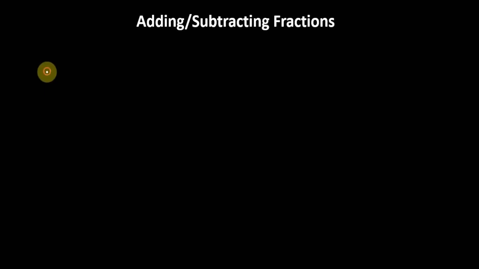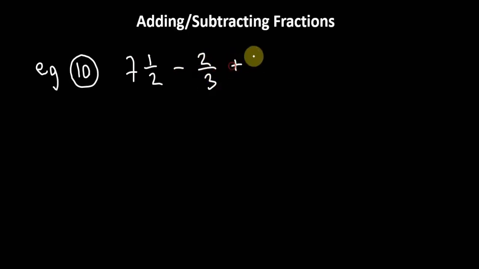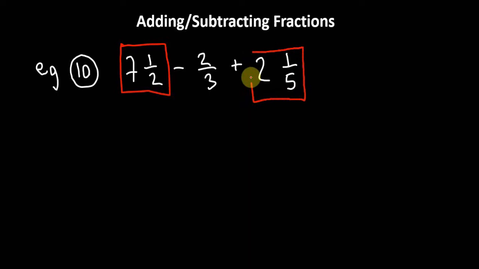Now let us look at example 10. Now what if we had 7 and 1/2 minus 2/3 plus 2 and 1/5? How would we treat an example like this? Again, the advice is to convert all the mixed fractions to improper fractions. So we'll convert the 7 and 1/2 and the 2 and 1/5 to improper fractions. Because this is a proper fraction, we'll just leave it as is.